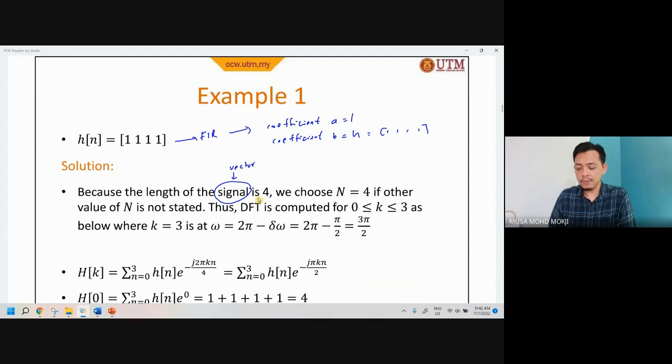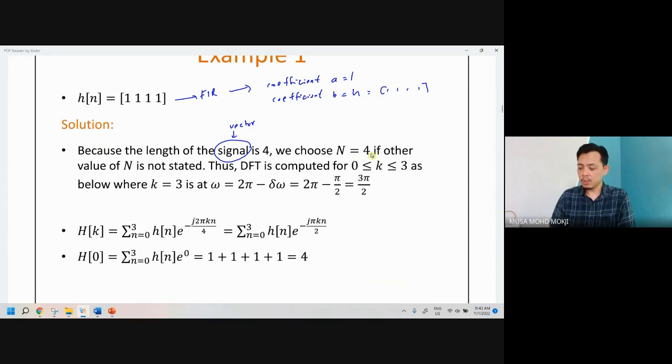The length of the vector is 4, so we choose N equal to 4. This is the minimum. What is the rule for choosing this capital N? At least it must be equal to the length of the time domain signal or vector. So we choose N equal to 4 if another value of N is not stated. Thus, DFT is computed for k from 0 up to 3, because N is equal to 4.